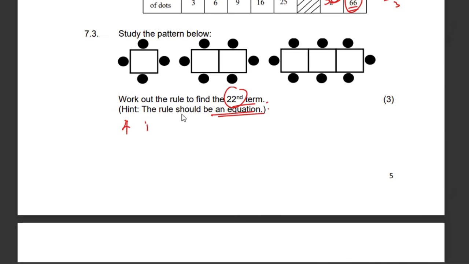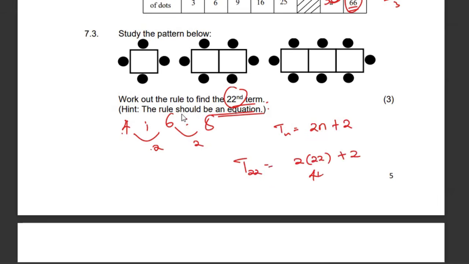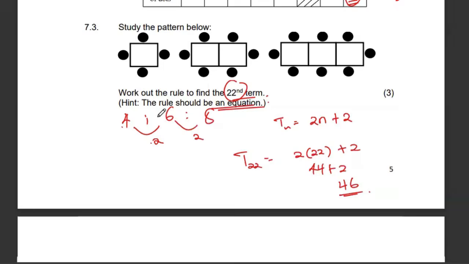So that will be 4. 1, 2, 3, 4, 5, 6. 1, 2, 3, 4, 5, 6, 7, 8. Okay, what's happening? We are basically adding two people. So what's going to be the rule? It's going to be 2n. What is 4 minus 2? It's going to be a plus 2. Okay, so this is the rule we're going to be using. Then they want us to find T22. So 2 times 22 plus 2, which is a 44 plus 2, which gives us a 46. So that's what the question wanted.